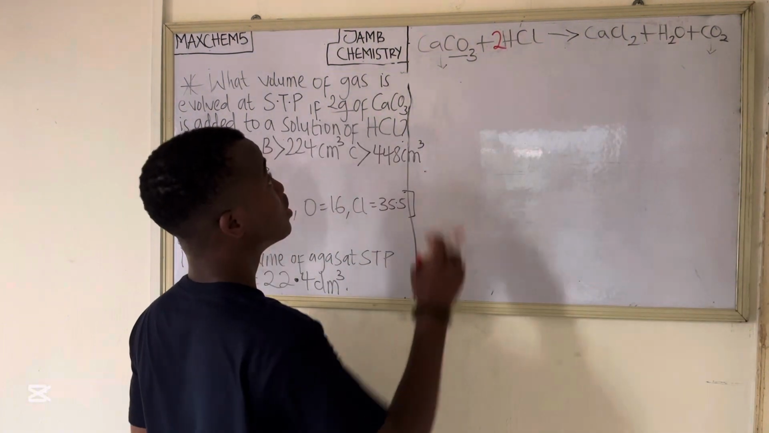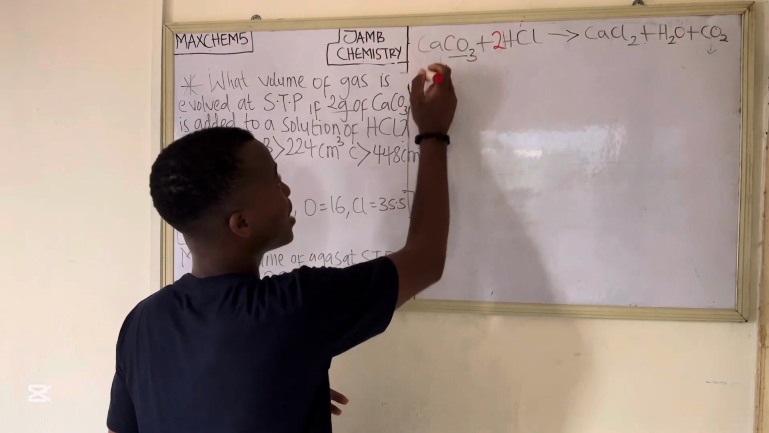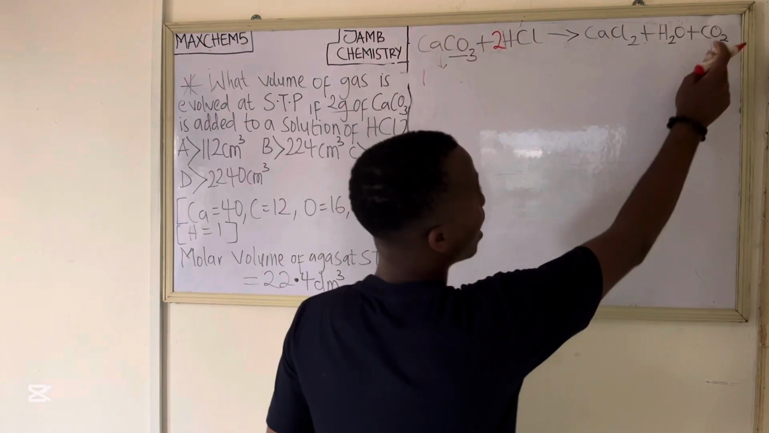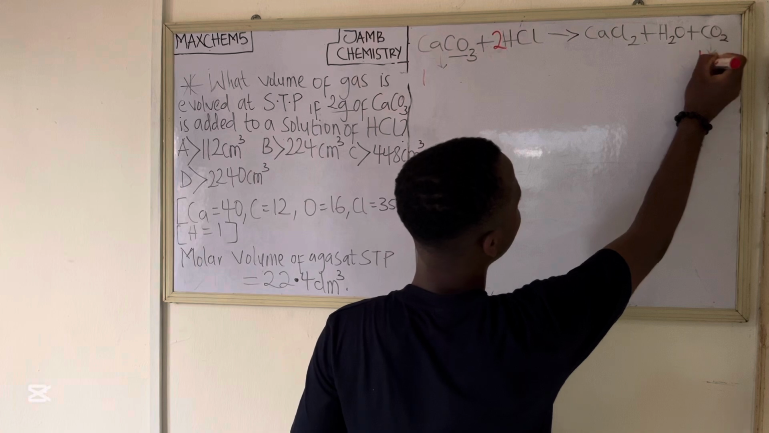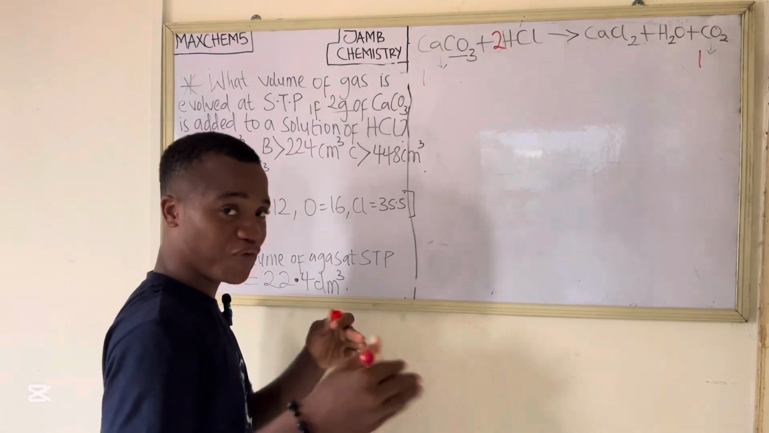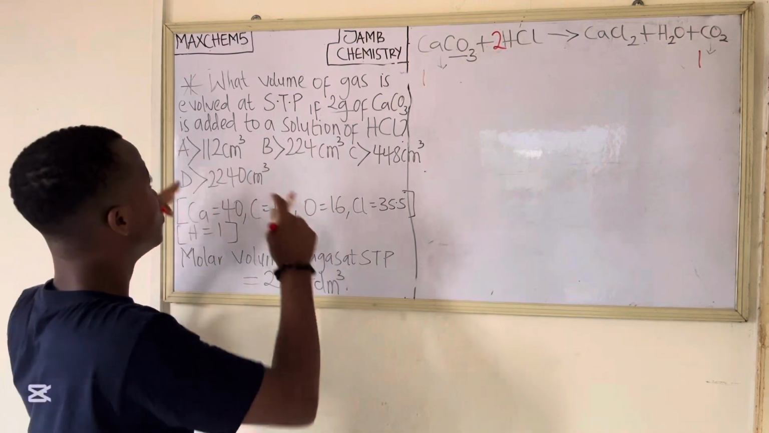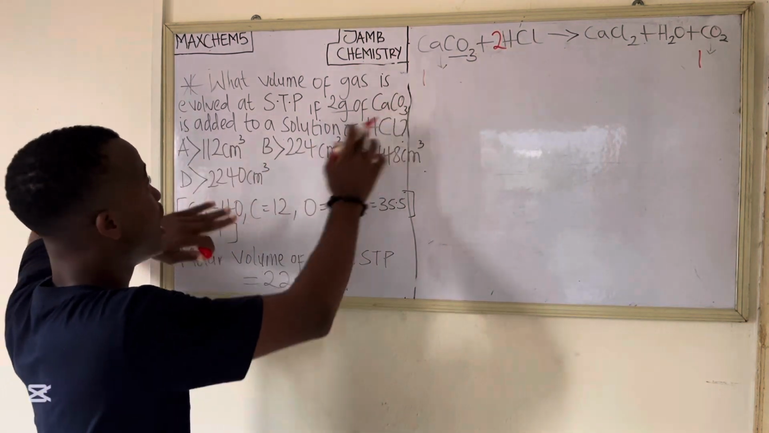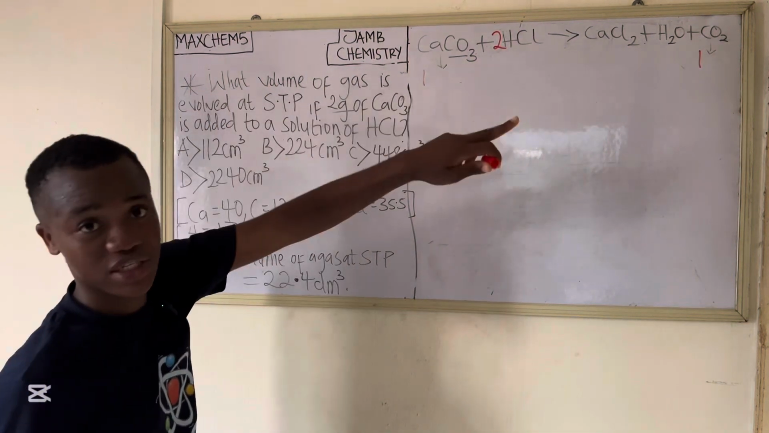So now we need to write how many moles of CaCO3 do we have here? We have only 1 mole. And here, how many moles of CO2? We also have just 1 mole, right? So the next thing is to compare the masses, right? The mass and the volume relationship. Because if you check here, you see that we are given the mass of CaCO3 and we are told to calculate the volume of the gas, right?